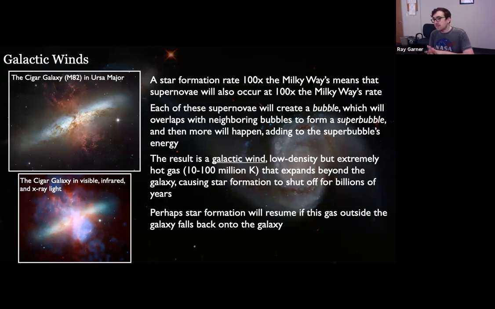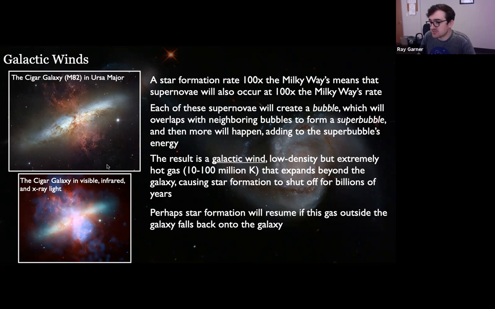That will expand beyond the galaxy, causing star formation to shut off for billions of years. So essentially the galaxy is this weird feedback loop where the galaxy goes through this huge burst of star formation, but then blows out all the gas it can use to continue all that star formation. Maybe resuming again if the gas that has been blown outside the galaxy cools off and falls back onto the galaxy. So here's a very good example of a huge galactic wind in the Cigar galaxy, Messier 82.